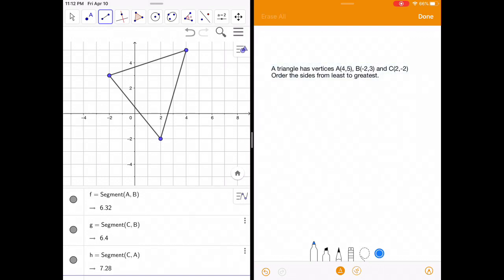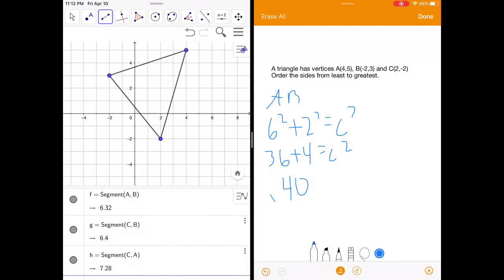We can use 6 and 2 as our legs here. So AB, I'm looking at 6 squared plus 2 squared equals c squared. So we have 36 plus 4, which is 40. So C, or the length of AB, I should say, is going to be the square root of 40.